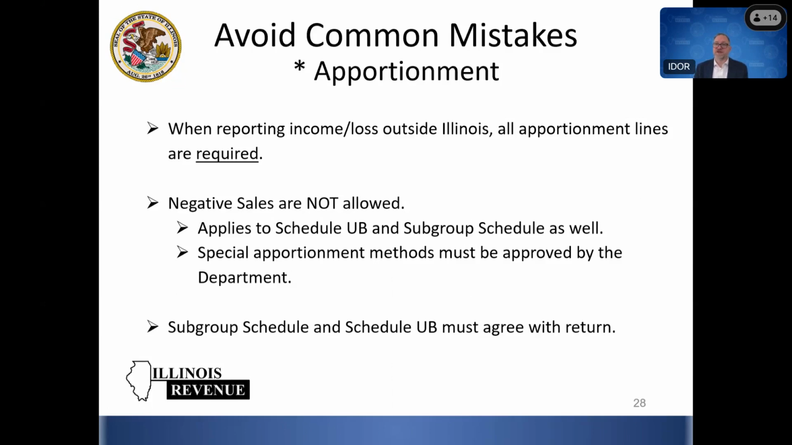Any special apportionment methods that you need to use must be approved by the department before you file your return, or it will cause delays in processing your return. Please be sure to verify that your Schedule UB and your subgroup schedule match the original return.